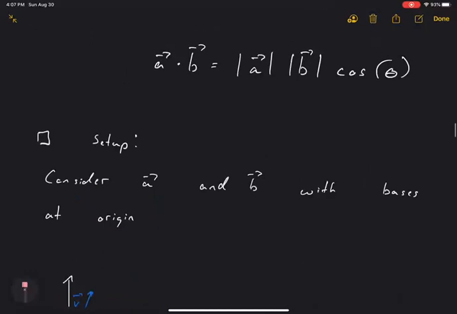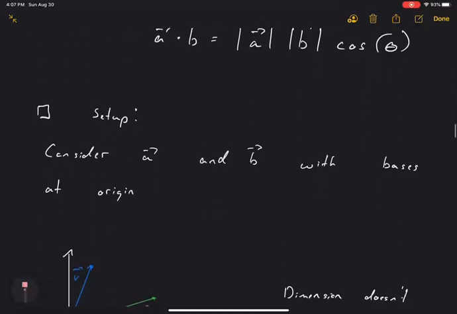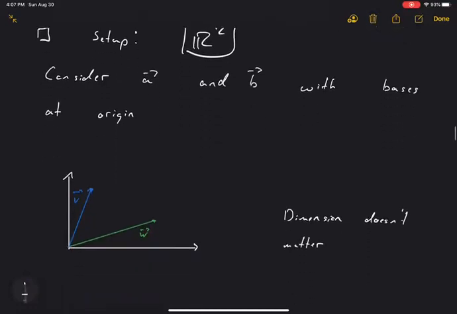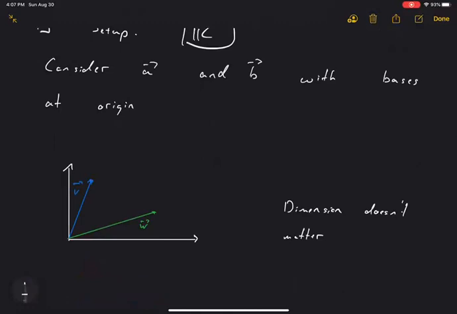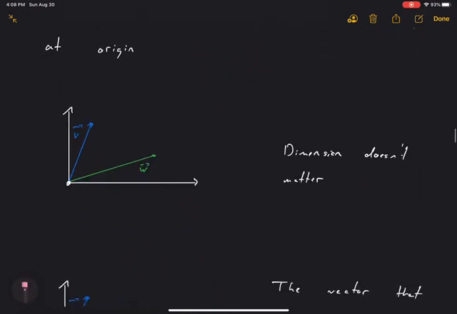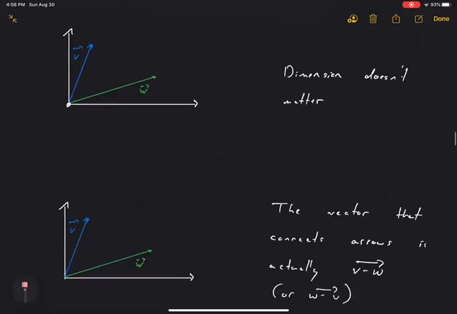Let's consider this in R2, and I'll explain at the end why this works for any dimension. So let's fix our brains in the plane R2. Let's start by considering vectors A and B, and let's say they're both starting at the origin, their bases are both at the origin. So V goes out to here and W goes out to here. Again, dimension doesn't matter, but let's just think about this in R2 for now.